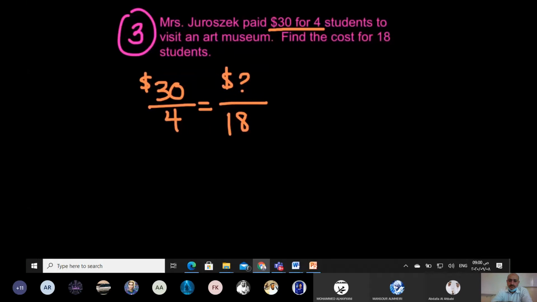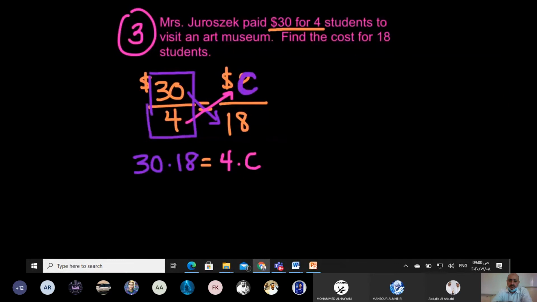So we have a cost that we don't know, and I'm actually going to call this cost C. So it's a dollar amount we don't know, and how much is it going to cost for 18 students to visit said art museum. So at this point in time, we can actually do the cross product property. We have 30 times 18, and that is equal to 4 times C.